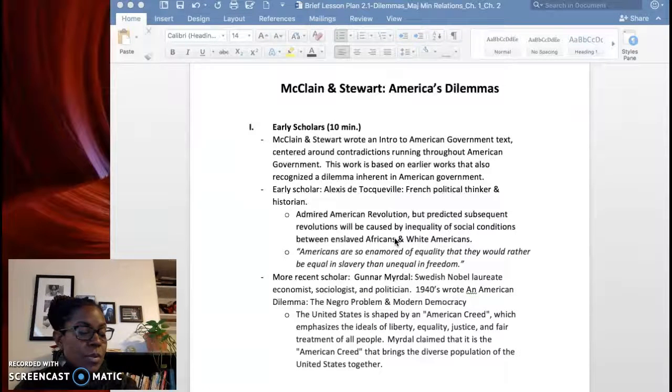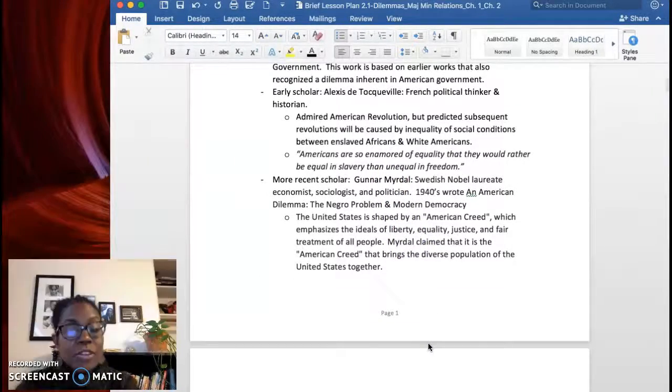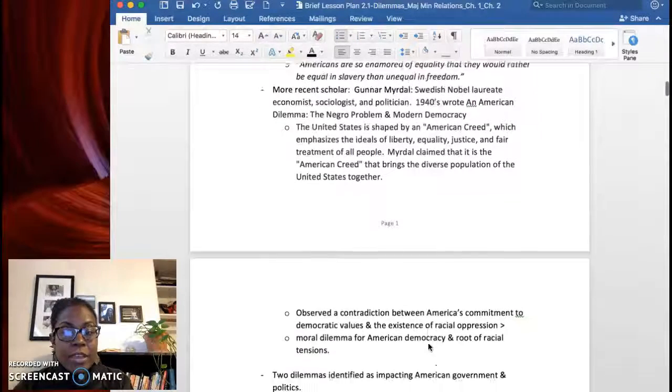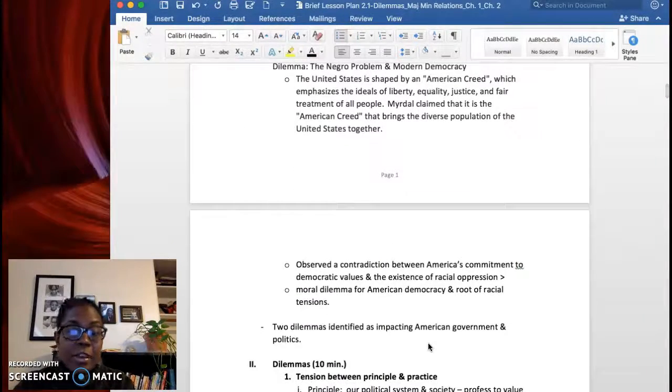Then further down the line, we have a more recent scholar named Gunnar Myrdal. He was actually Swedish. And in the 1940s, he wrote a book called An American Dilemma. What he said was that the United States is shaped by what we call an American creed, which emphasizes liberty, equality, justice, etc. This American creed is useful because it can be used to bring different populations together around these ideals.